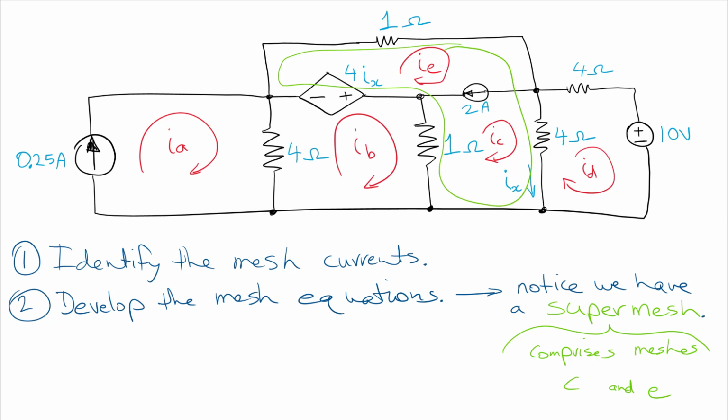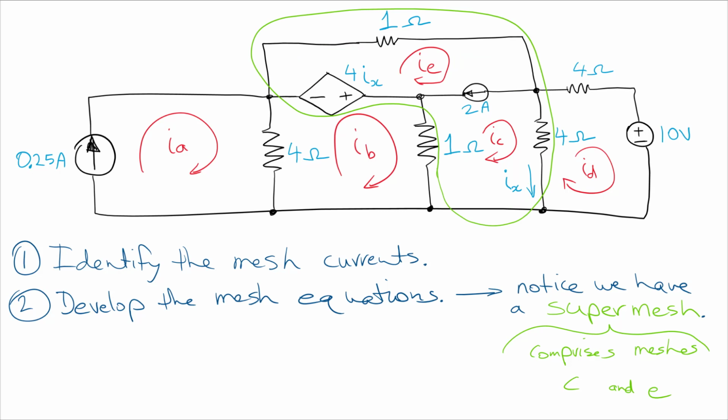So what's the important thing about this supermesh drawing? What it should do is encompass the meshes that we're referring to, because we're going to write the supermesh equation in terms of the individual mesh currents enclosed by the supermesh. And then when we write the supermesh equation, we ignore the current source that's enclosed within it, the one that's shared between the two mesh currents. Okay, so let's go ahead and start developing the mesh equations.